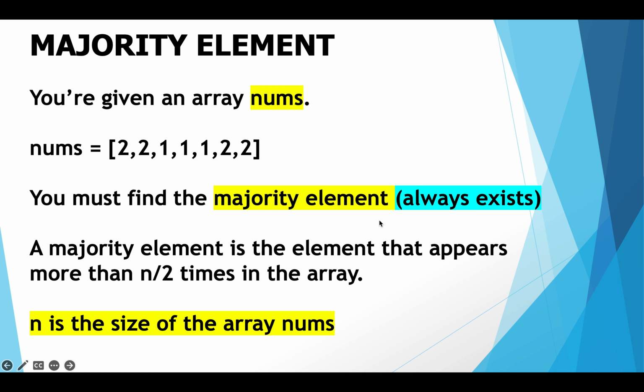Now the question also says that the majority element always exists in the array nums. It is not possible that a majority element doesn't exist in the array nums. It always exists. We are going to solve this question using Java, and we are going to solve it using two methods. So let's discuss the two approaches one by one.